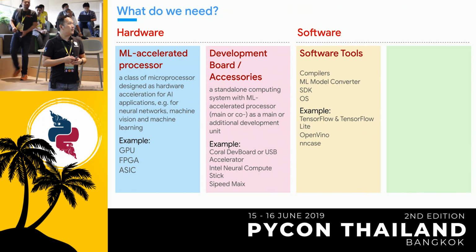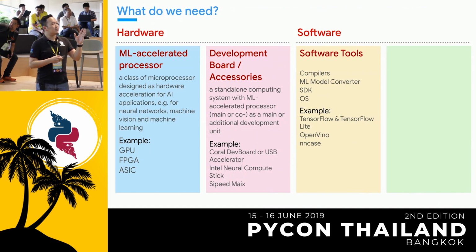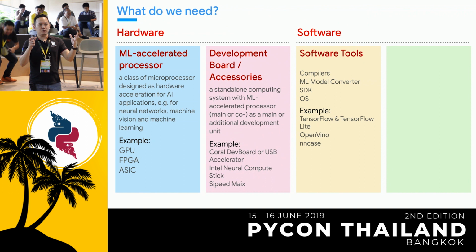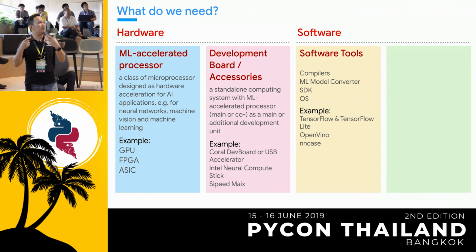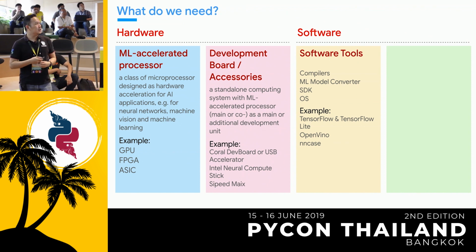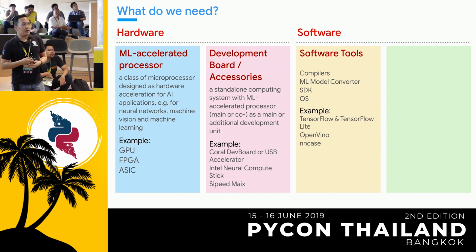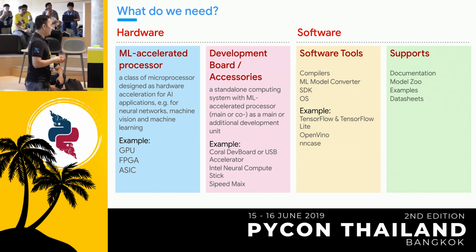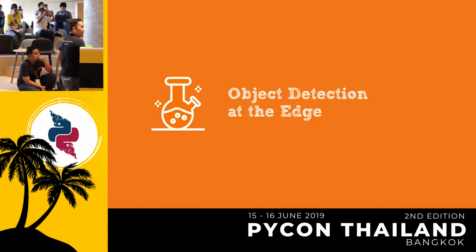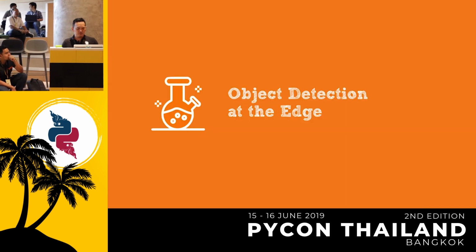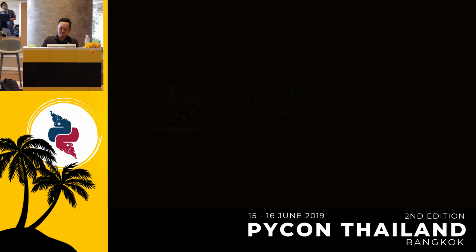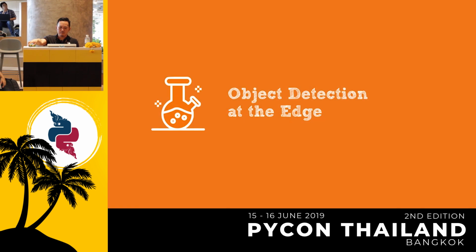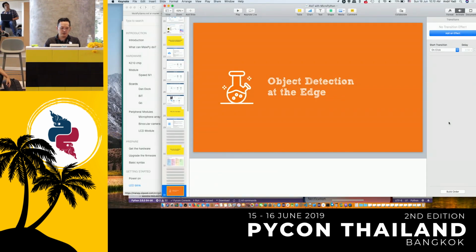And you need software. This one is very important because we need to convert the model that we train on the cloud or on a PC to a more optimized form, for example, TensorFlow Lite. And of course, you need documentation, right? OK, so I want to switch gear to the demo first, then I will explain what it is.